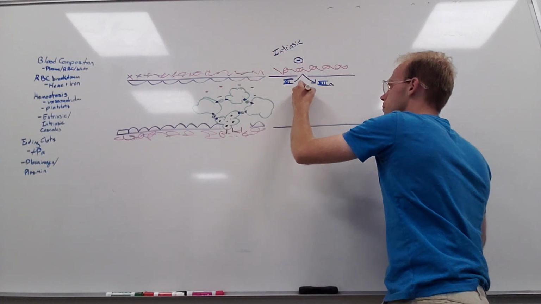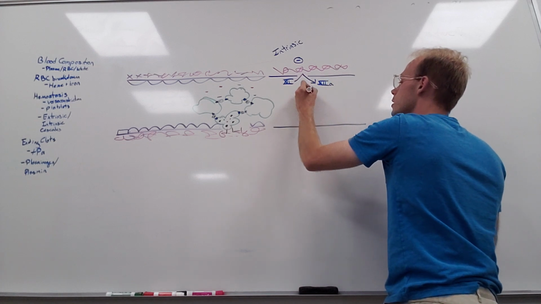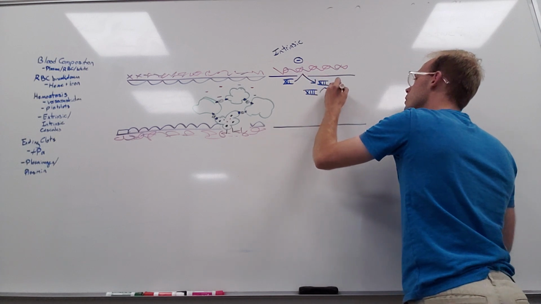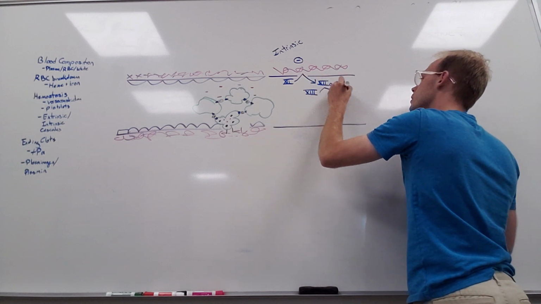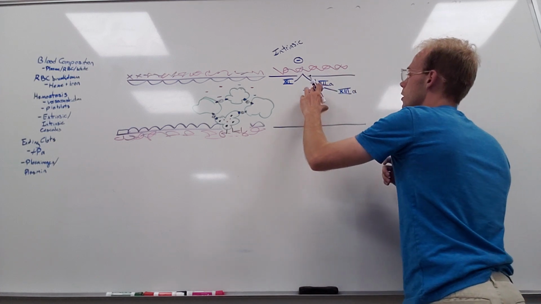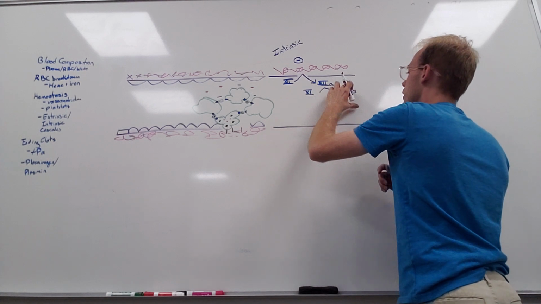And so just so you know, this is our intrinsic pathway. So 12A is then going to interact with factor 13, and it's going to turn into 13A. Oh, just kidding, not 13. It's going to interact with 11. 11A, sorry.